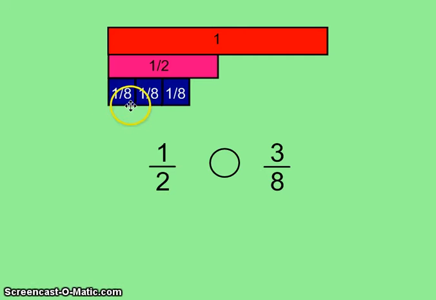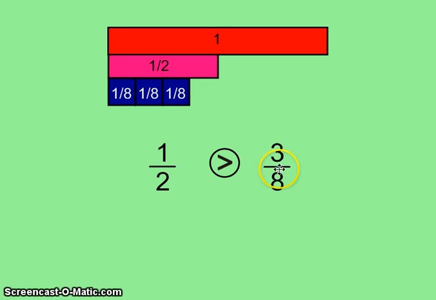That means I have 3 1/8 pieces, or if you looked at your fraction folder of strips, 3 parts of your 1/8 strip. I can see that 1/2 is longer or bigger or greater than 3/8. So I would say 1/2 is greater than 3/8.